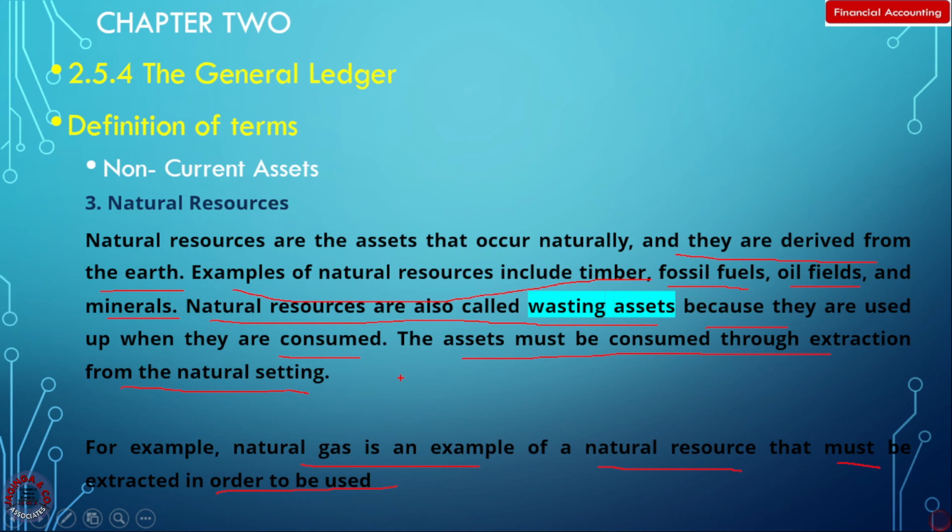We've talked about the tangible assets, the intangible assets, and the natural resources. So I hope, ladies and gentlemen, you understood what non-current assets is all about.